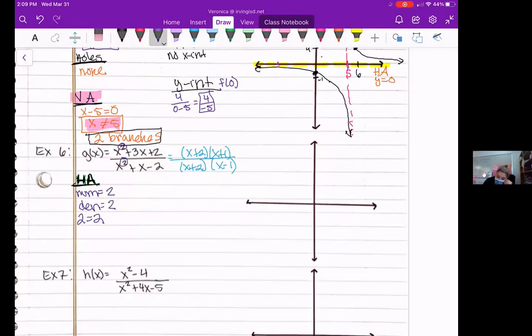So then all I'm going to do is grab my leading coefficient, which is 1 over 1. So my horizontal asymptote is at 1. So I know that I'm going to have a horizontal asymptote at y equals 1. So there's that. Here's 1. So y equals 1. Now we can go find my holes.